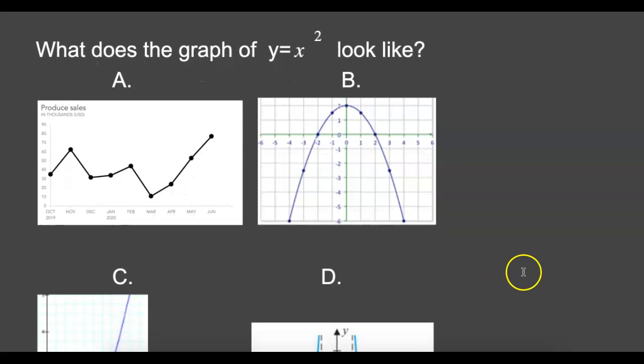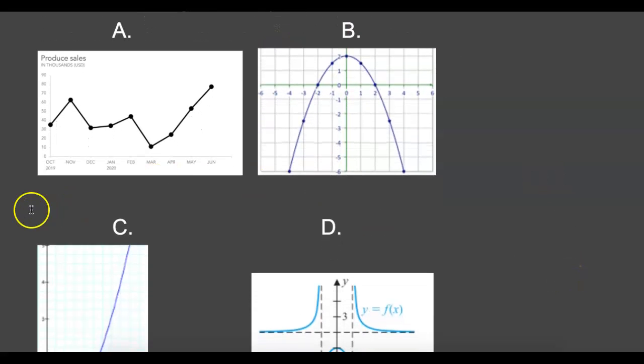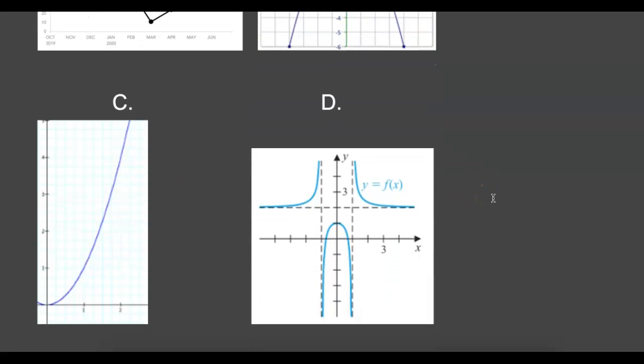Now, when you graph it, what does it look like? So this is y equals x squared. You should have it graphed. Does it look like A and zigzag up and down? Does it look like B, like a rainbow? Does it look like C and slope up? Or does it look like D and have curves in different places that go different directions?